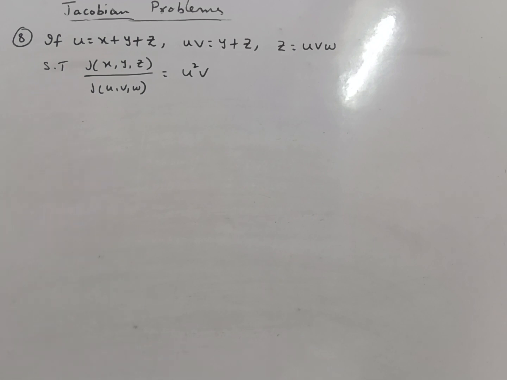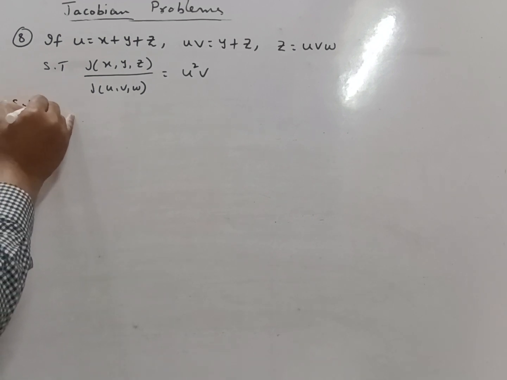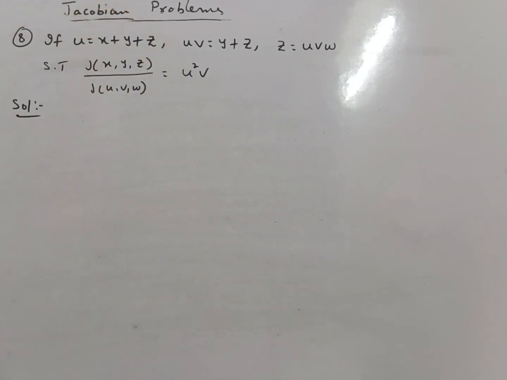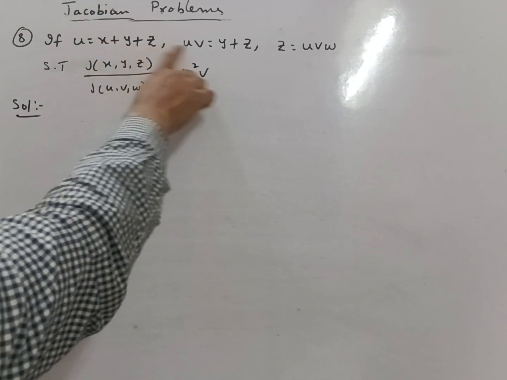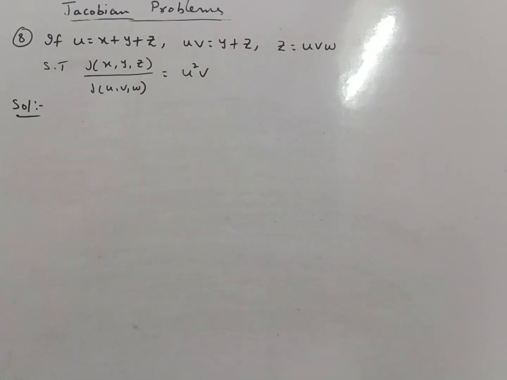Next problem, this is also an important problem here. See, so what he gave here: u is equal to x plus y plus z, uv is y plus z, z is equal to uvw.